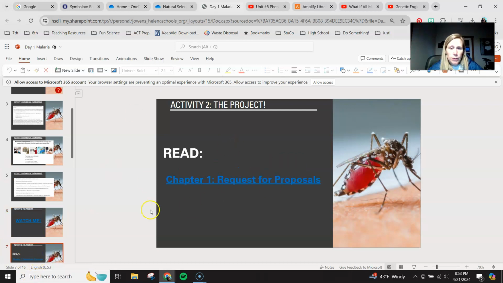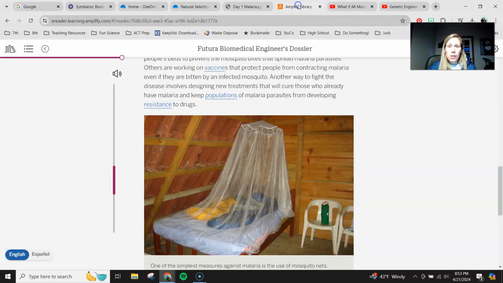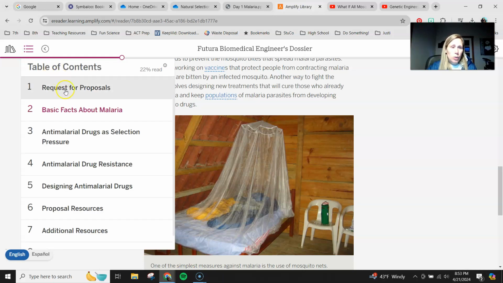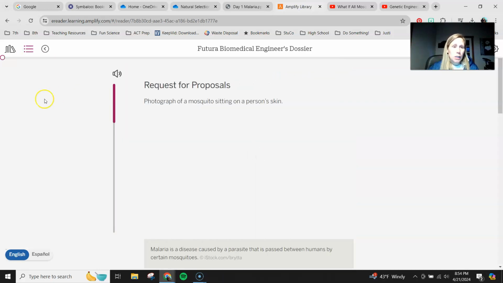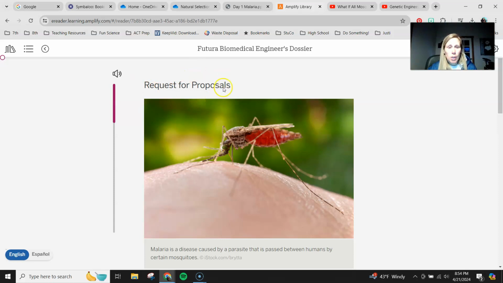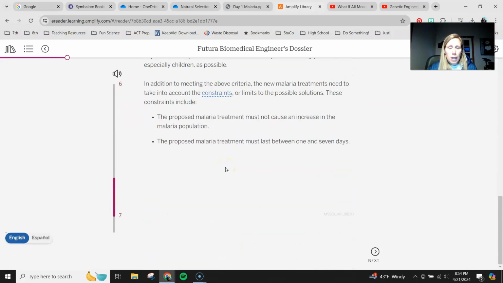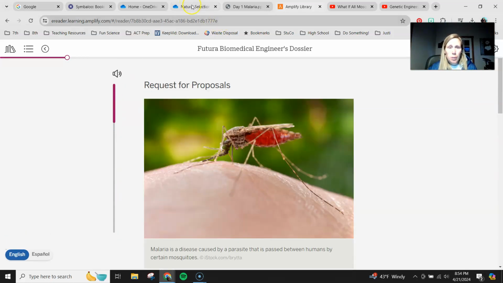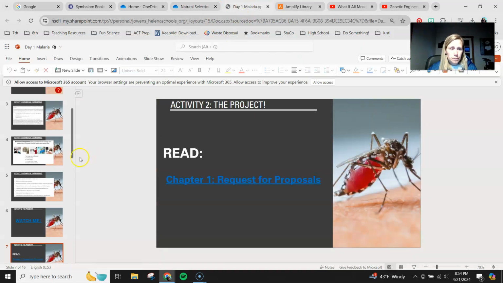All right, next step is for you to read Request for Proposal. This is stemming off of basically what you just read. This is going to be chapter 1. So if I open up my library, make sure when you go up to the top that you are in Request for Proposals. That's chapter 1. Take a second to read it. It's pretty short. And then again, pause this video, come back when you're done.